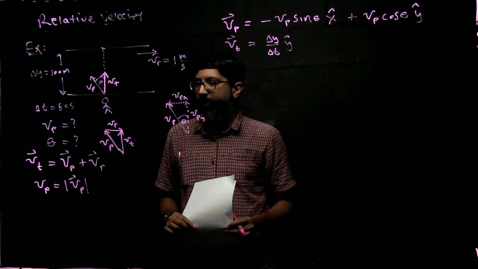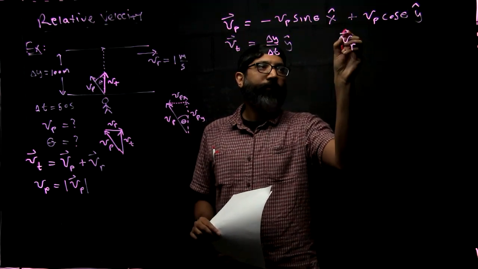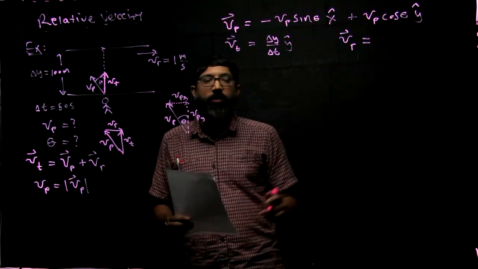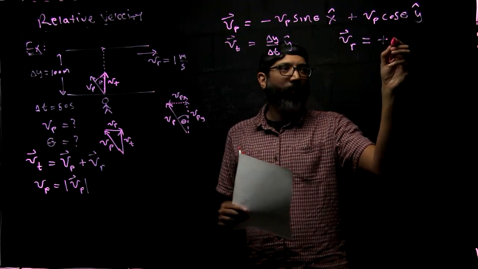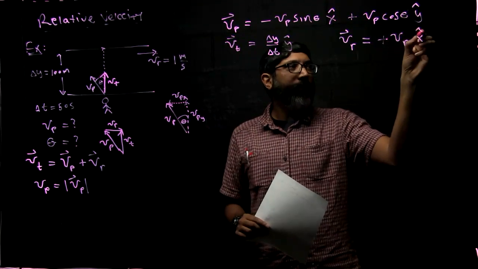And then finally, V river is moving to the right. So that's going to be plus 1 meter per second. Again, I'll plug in the numbers later. Let me just make it V_R x hat. Okay.